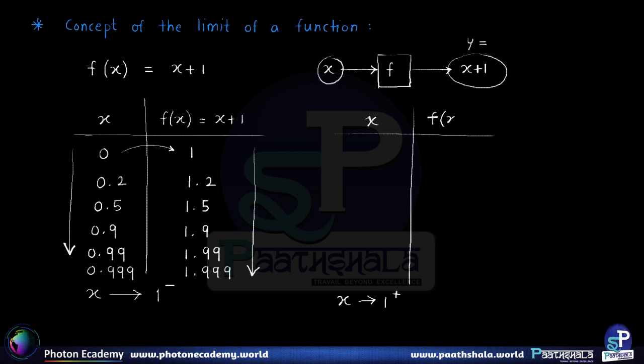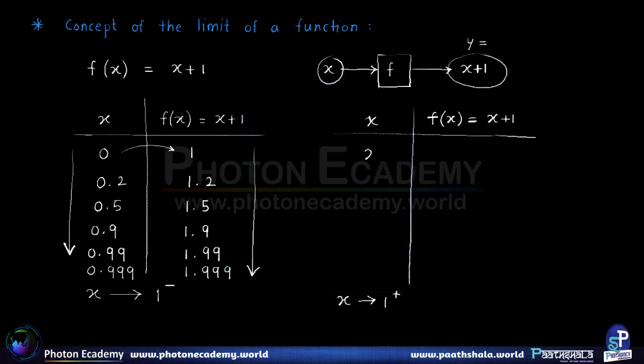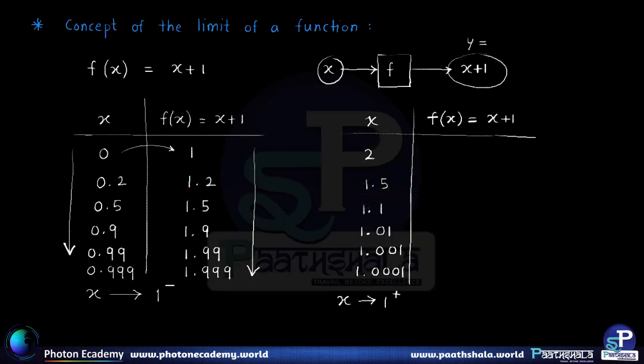So once again our function is still the same, that is x plus 1. Now since x is bigger than 1, let us start off with some value as say 2, and now we will decrease it. So it will become 1.5, 1.1, 1.01, 1.001, 1.0001 and so on.